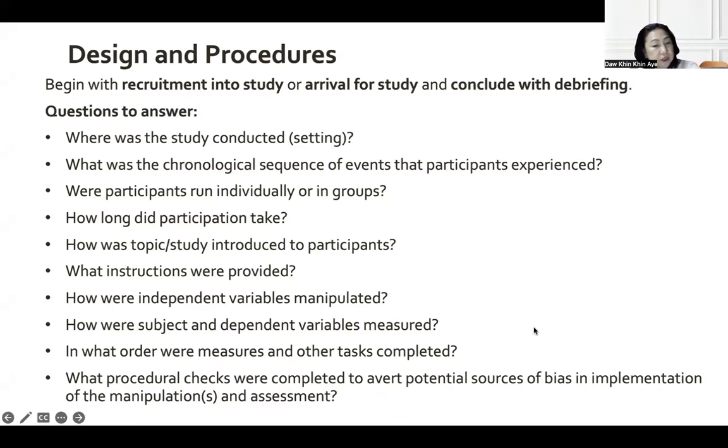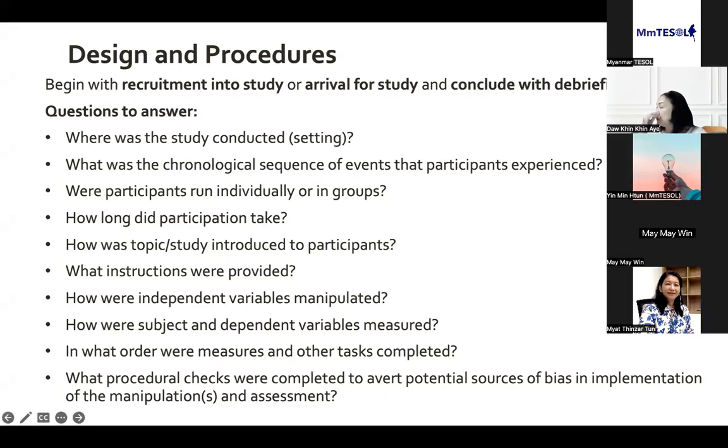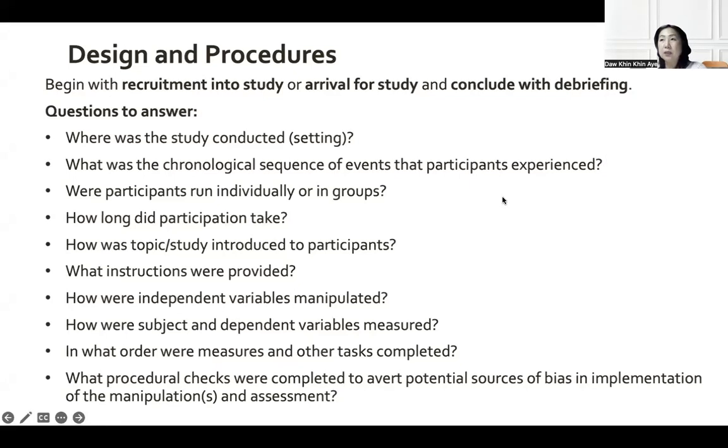How long did the participation take? If it is an interview, how long was it? Is it 30 minutes? Is it 1 hour, etc.? How was the topic or study introduced to the participant? Now, this one is very important because, again, it is related to the research ethics issue, okay? Because actually the thing here is that participants must be aware of what they are doing. Okay, what instructions were provided? Everything needs to be included.